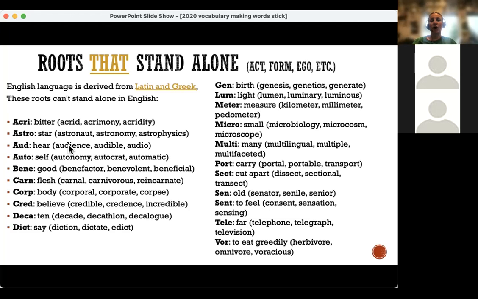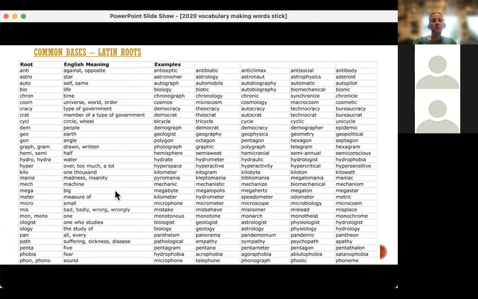Like in this case, I know what an audience is, but what is audible? I know what beneficial is, but I might not really know what benevolent is, right? But if I know that BENE, now this is a horrible slide in terms of reading it, but it's just kind of suggesting that there's tons of roots out there. So don't be scared of looking at them, right?